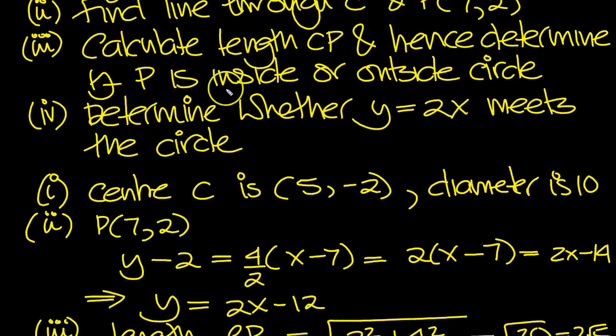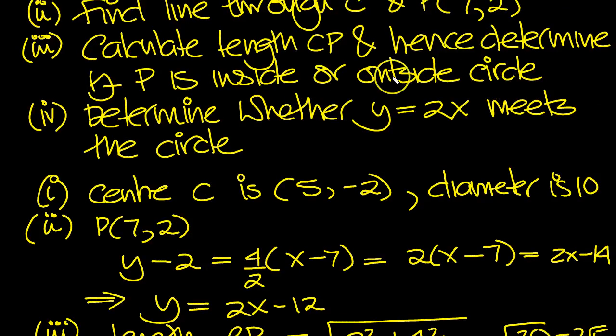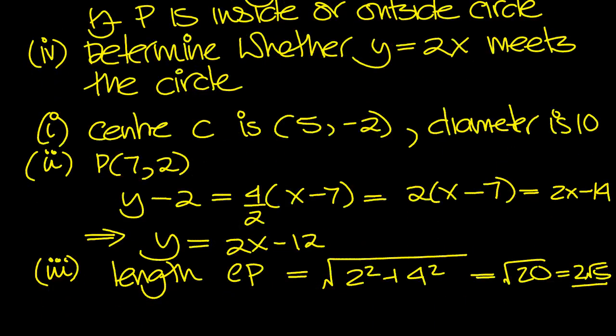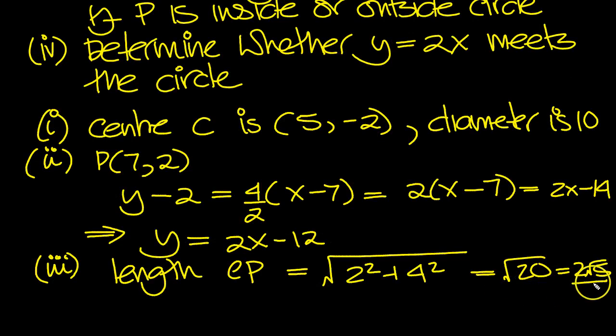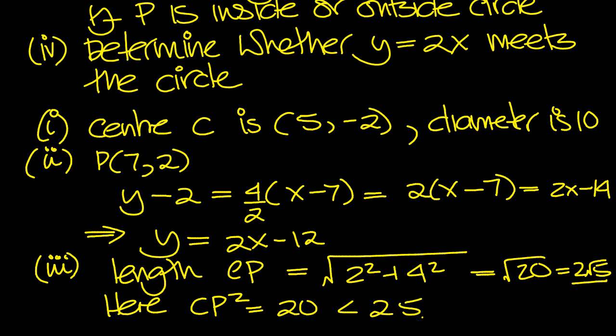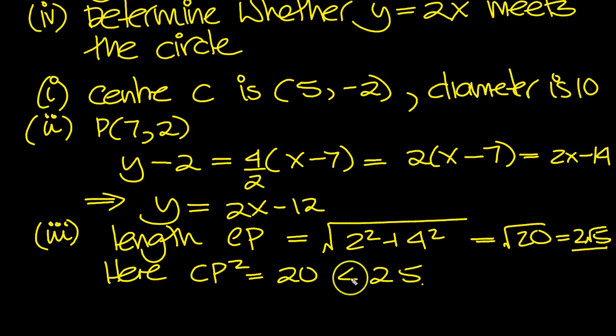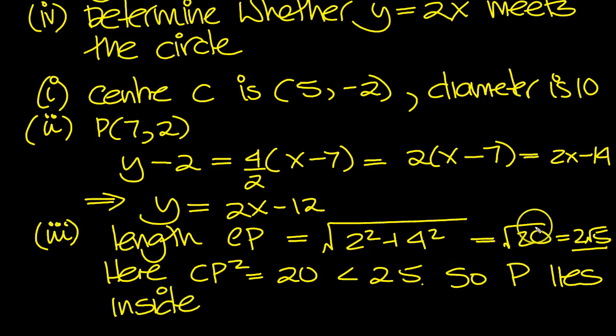And determine if P is inside or outside the circle. So we've got length CP, the centre. We determined the distance is 2 root 5, which is root 20. Now that's here. CP squared is equal to 20, which is less than 25. So because it's less than the radius squared, then P must lie inside. It lies inside the circle. So that's part 3.